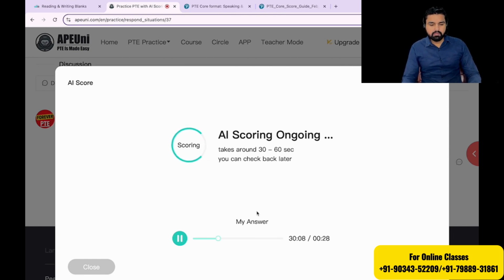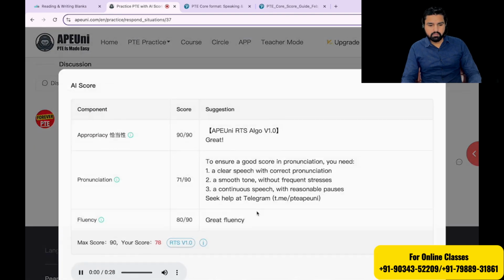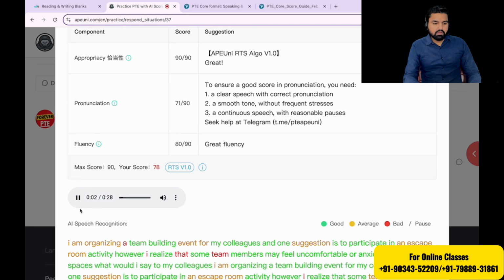However, I realize that some team members may feel uncomfortable or anxious in enclosed spaces. What would I say to my colleagues? I am organizing a team building event for my colleagues, and one suggestion.